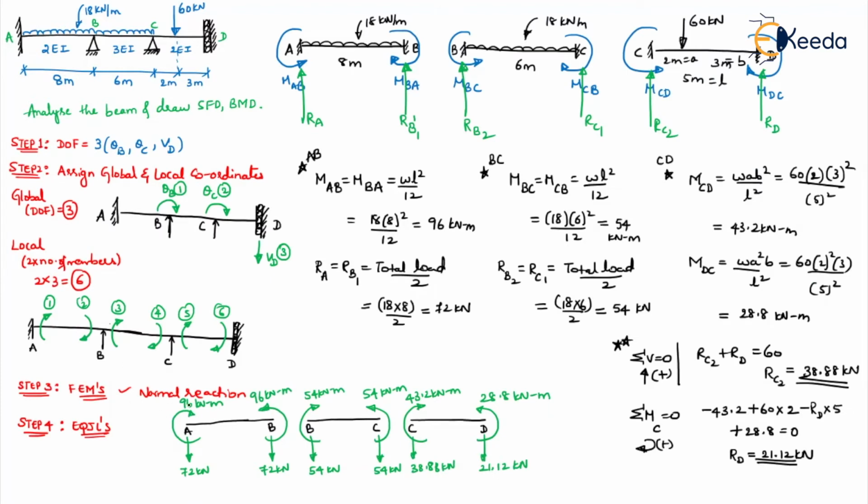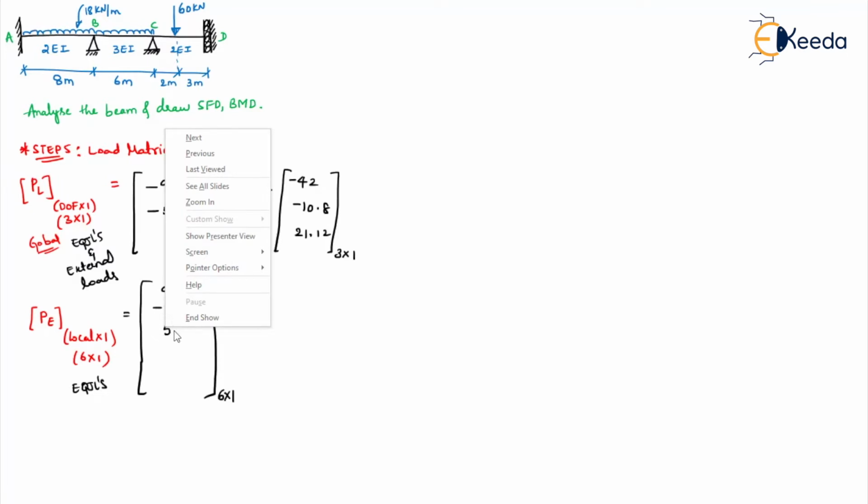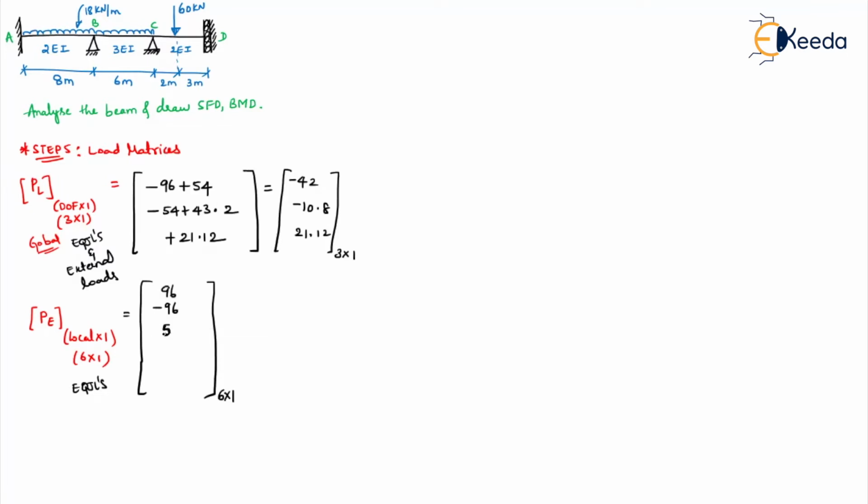So this is in the same direction. So it will be plus, this will be minus. Okay, this will be plus, minus, plus and minus. So what will happen? What will be the values? So plus 96, minus 96. Then again 54, minus 54. Then 43.2 and minus 28.8. Okay, so this is your PE value. So what is your next step?